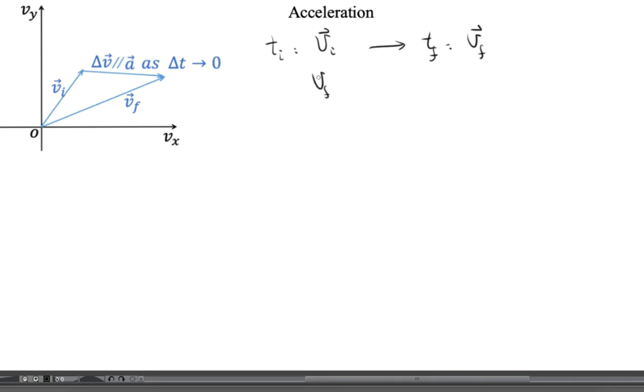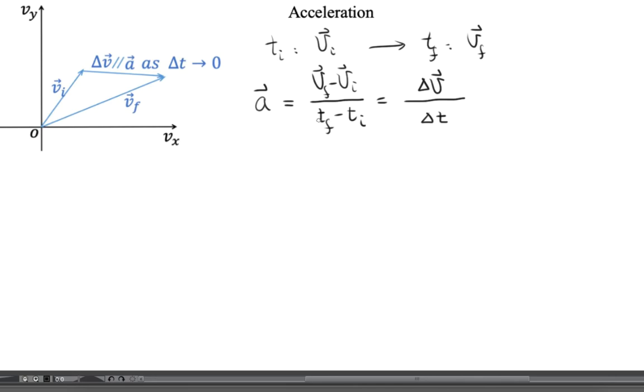So v final minus v initial. So that's the change of the velocity divided by the change of the time, t final minus ti. And we define this ratio as the acceleration. Okay. And let's also use this delta t here to represent t final minus t initial, that's the time interval. And the change of the velocity, we call it delta v.